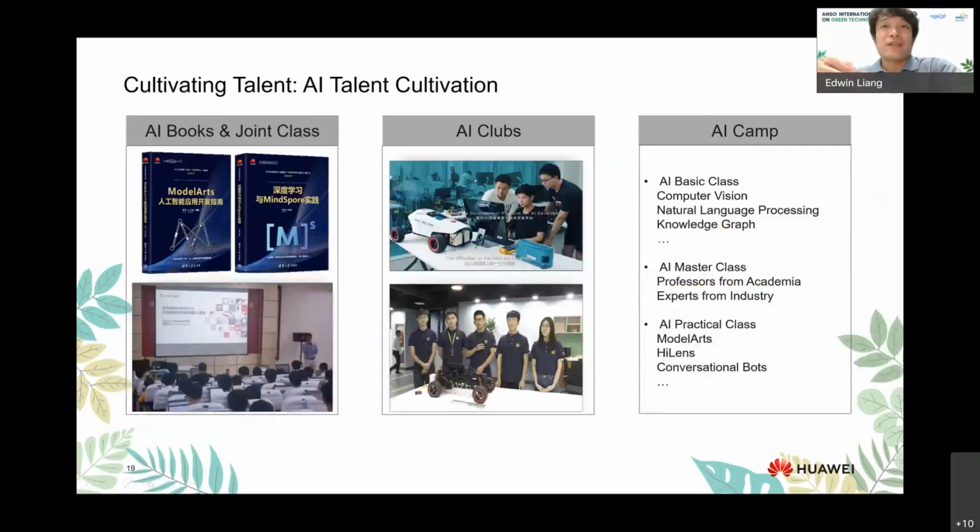And at the end, I want to emphasize again the importance of cultivating talent, because protecting the environment cannot be done by a single company or a single country. We have to work together to build a better place. So this is the end of my sharing. Thank you.